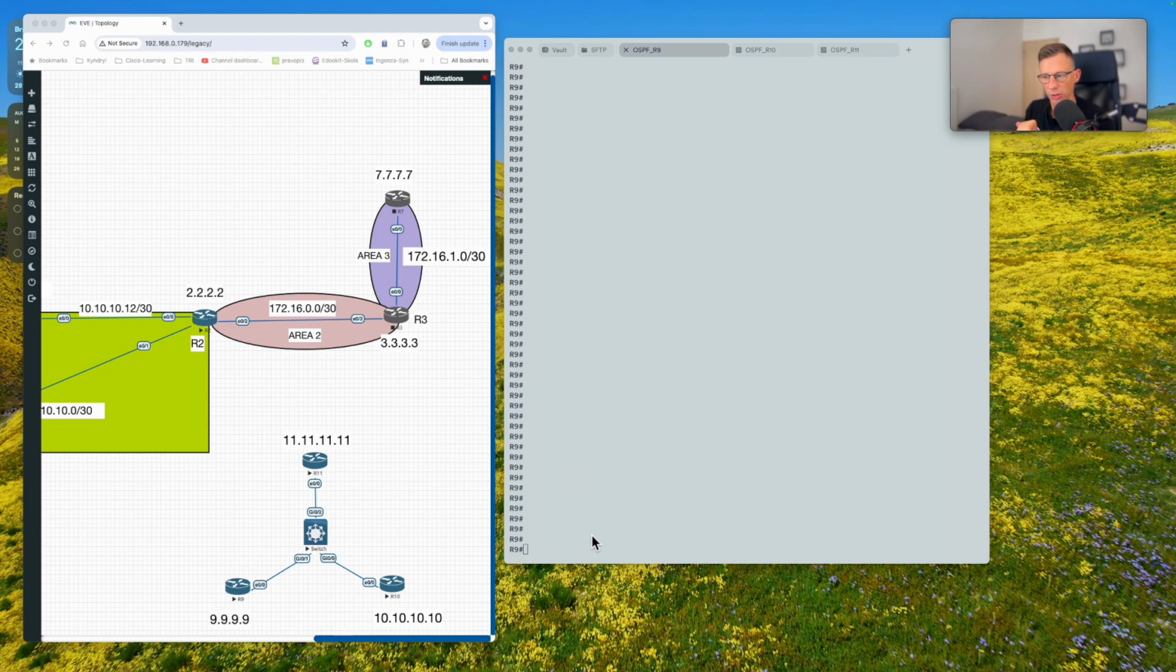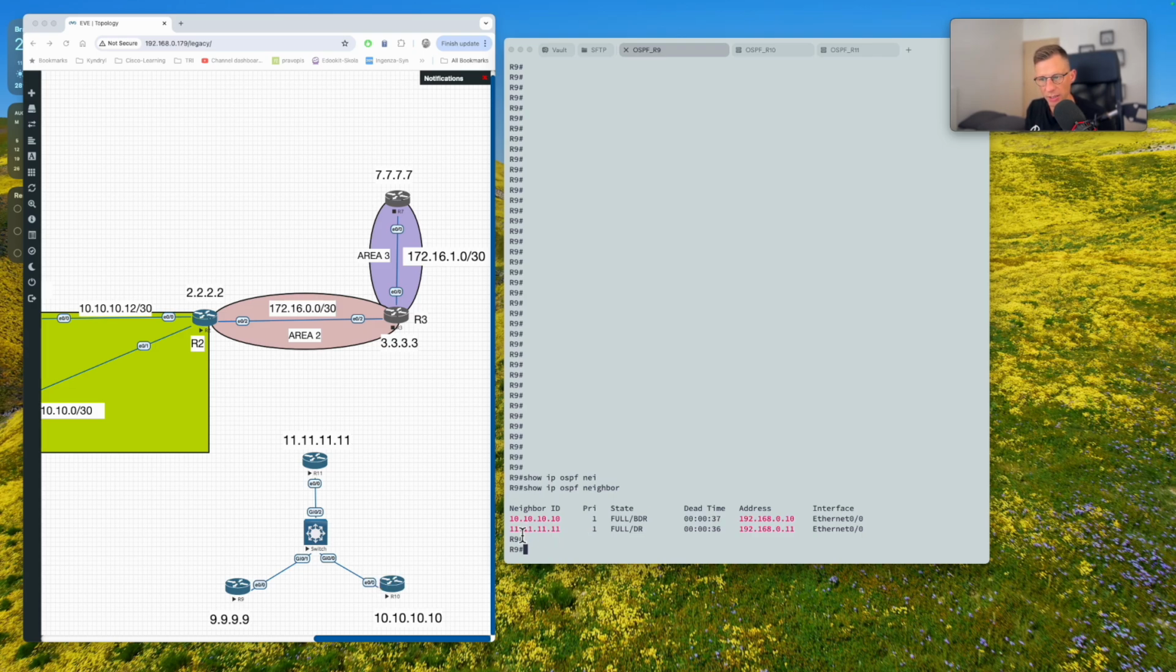If I look at router 9 and do show ip ospf neighbor, I should see two neighbors, router 10 and router 11. Router 11 was elected as the DR, or designated router, and router 10 was elected as the BDR, backup designated router. By default, OSPF will pick as the DR the router with the highest router ID.